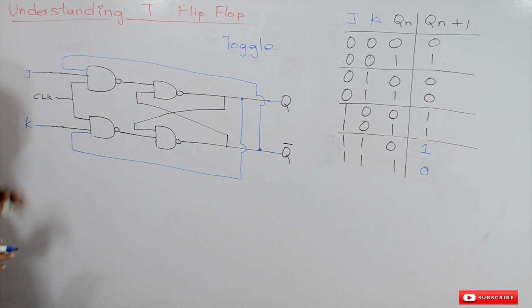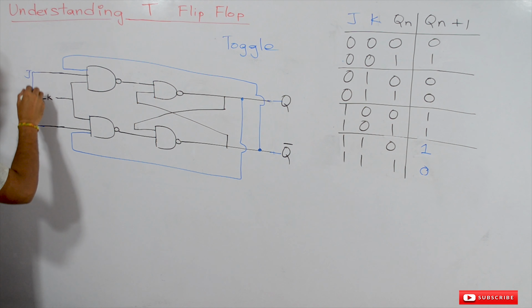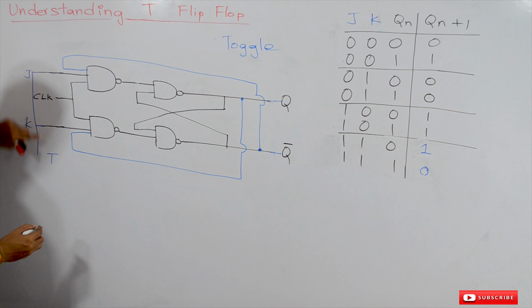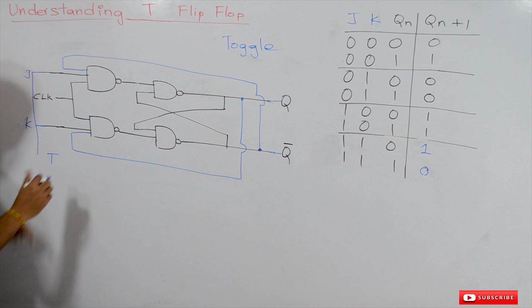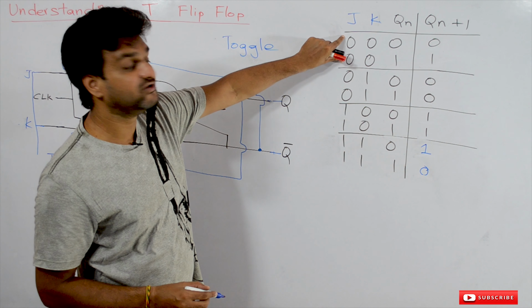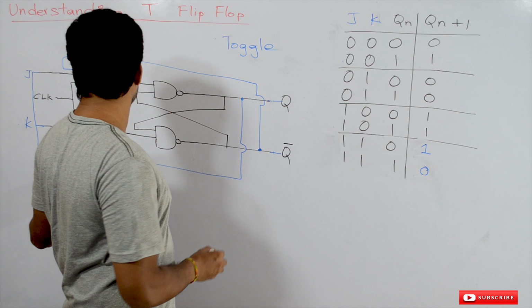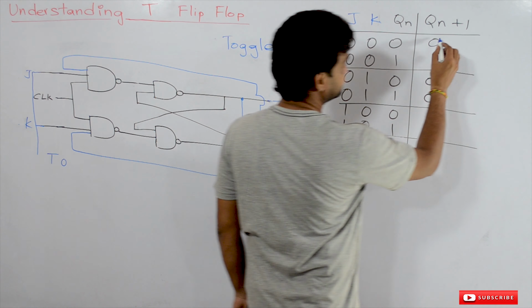How to create the toggle flip-flop? By using the JK flip-flop. It is very simple. Just connect the inputs J and K and provide it as an input called T. By connecting J and K, whenever the value of T is 0, this part of the JK flip-flop will work, which means that this is a memory state.